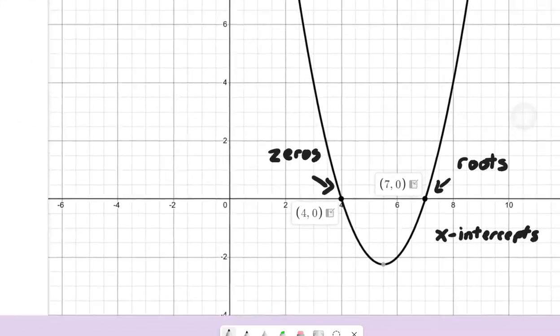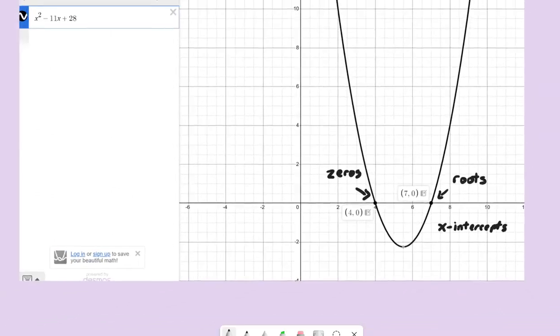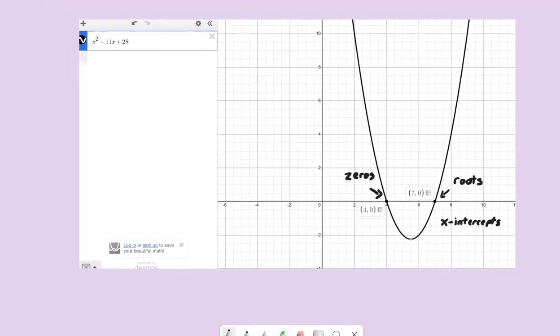So when we are finding the solutions to these quadratic equations, we're finding the x-intercepts, where the parabola crosses the x-axis. And it usually does so at 2 points. There are some exceptions to that, but the ones that we're seeing right now, it does cross the x-axis at 2 points.